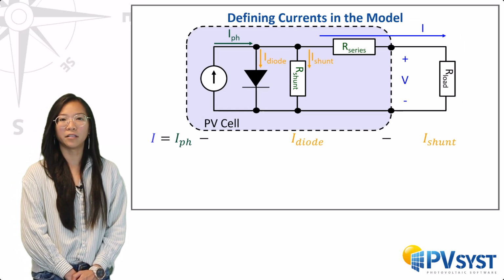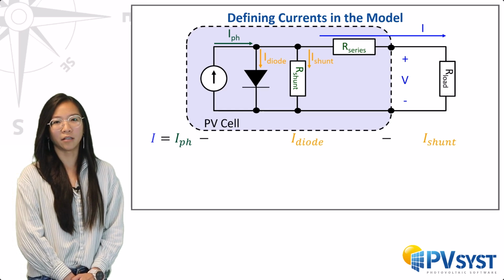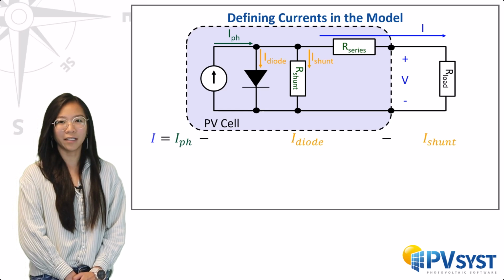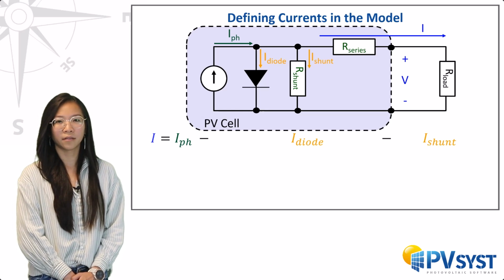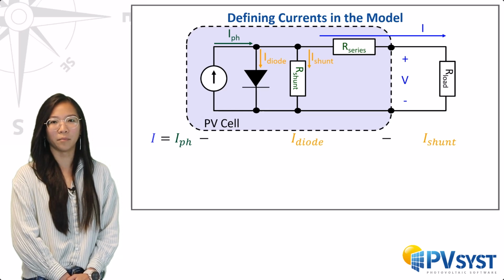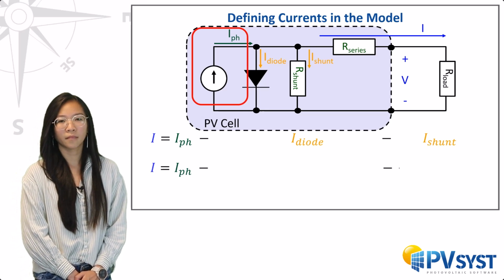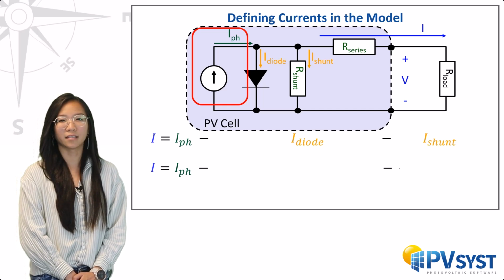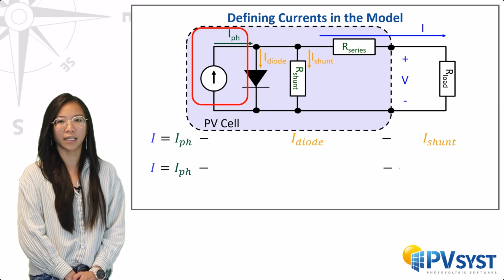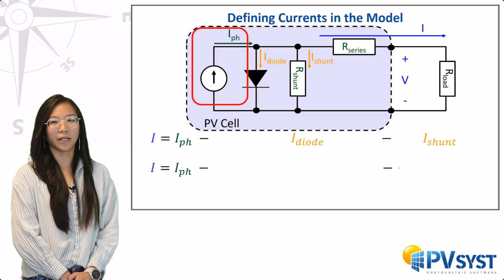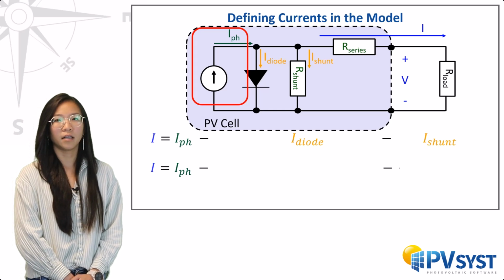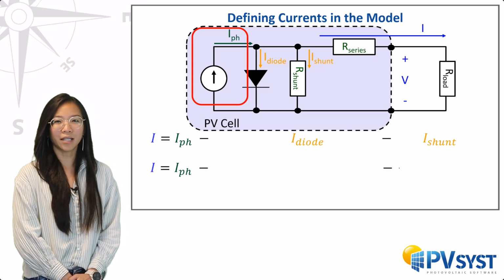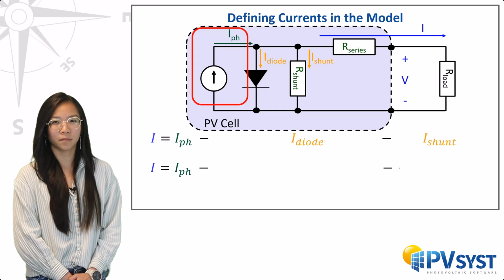We start with the currents in the circuit. Our load current I is equal to the photocurrent minus the current through the diode minus the current through the shunt resistor. Let's build up these currents one by one. The driving force of the circuit is the current source that represents the current generated by the photovoltaic effect. We can consider it as a pump of electrons. It produces the photocurrent, which we label IPH. This current is independent of the voltage.